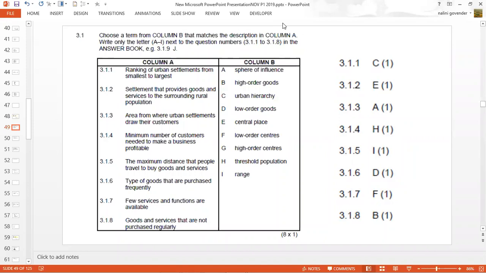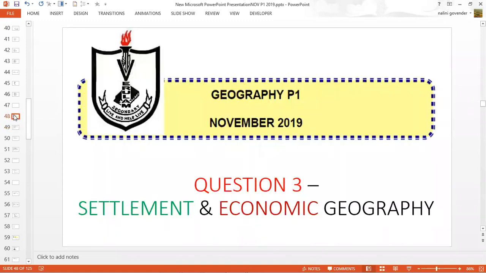Today we are going to focus on question 3 of the 2019 examination paper. By now you know that question 3 is a combination of settlement and economic geography, which is your module 3 and your module 4.